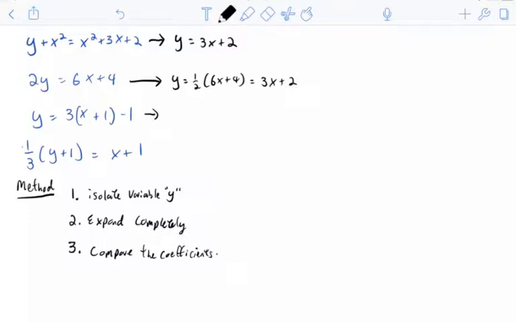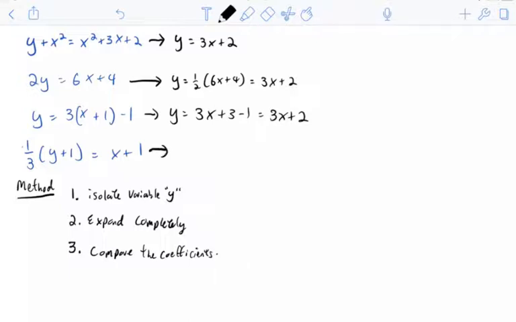All right, y has already been isolated in this example, but I still need to expand it. 3x plus 3 minus 1 is equal to 3x plus 2. Compare the coefficients. The 3's there, the 2's there. It's the same expression. What about this last one?